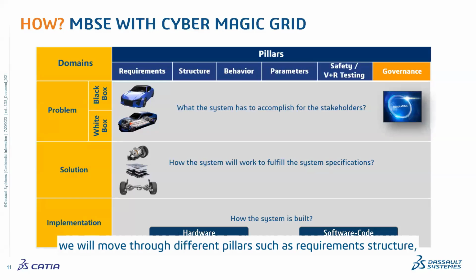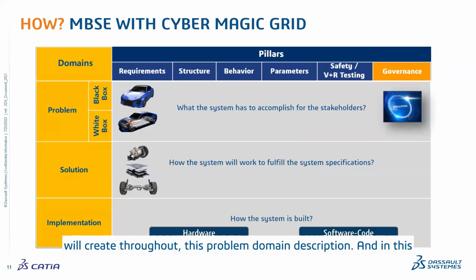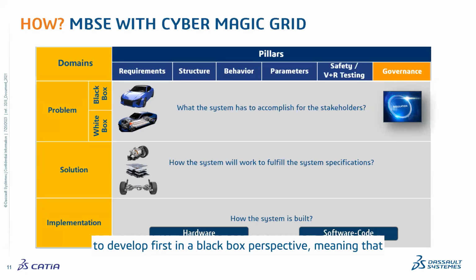And for that, we will move through different pillars such as requirements, structure, behavior, parameters, but also early testing and governance that we will create throughout this problem domain description. And in this problem domain, we are looking at our product that needs to develop first in a black box perspective, meaning that we don't care about what is inside of the system, but only focus on the inputs and the outputs of the system.